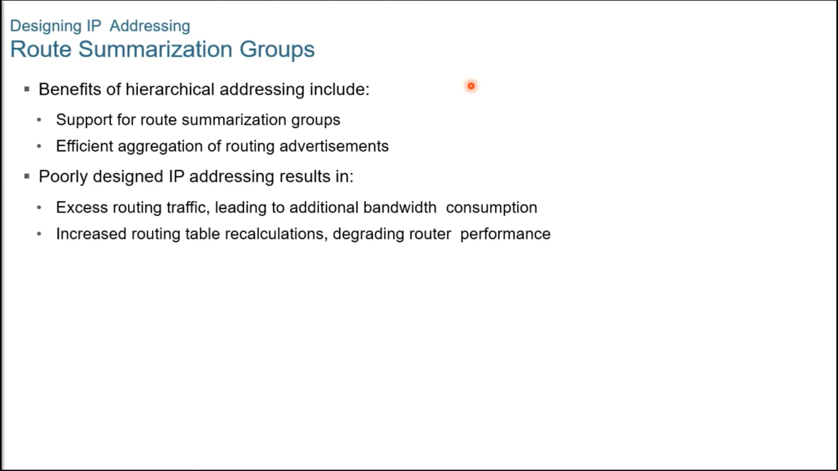Now, the benefits of route aggregation. Implementing route aggregation on border routers between contiguously addressed areas controls the routing table size.